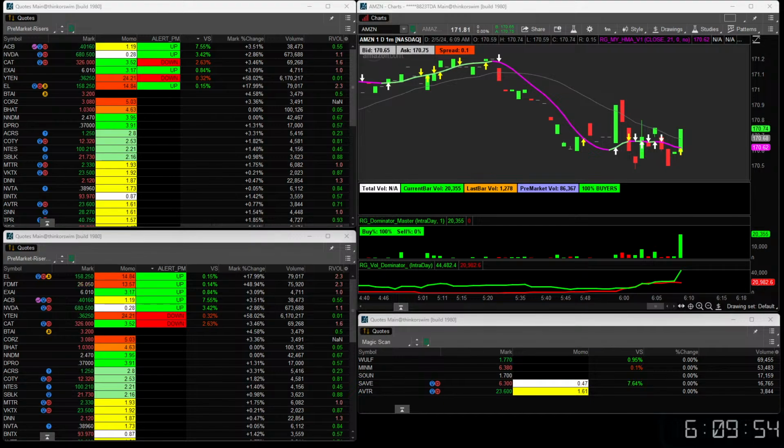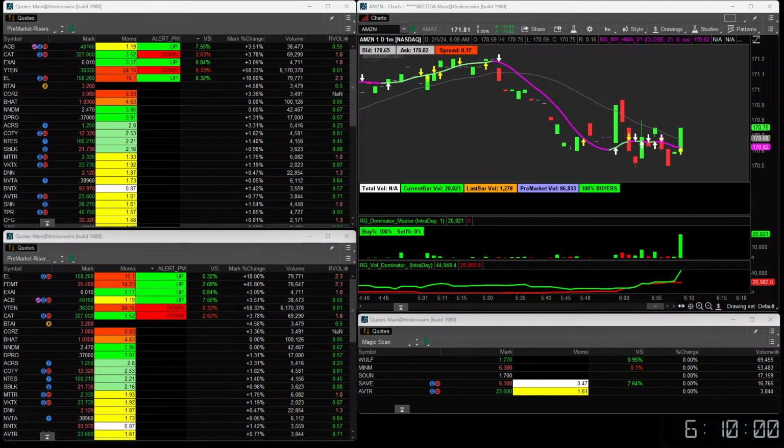I am buying the ask and selling the bid. I'm scalping, so I'm getting in and getting out as fast as I can, and the way you do that is to buy the ask and sell the bid.